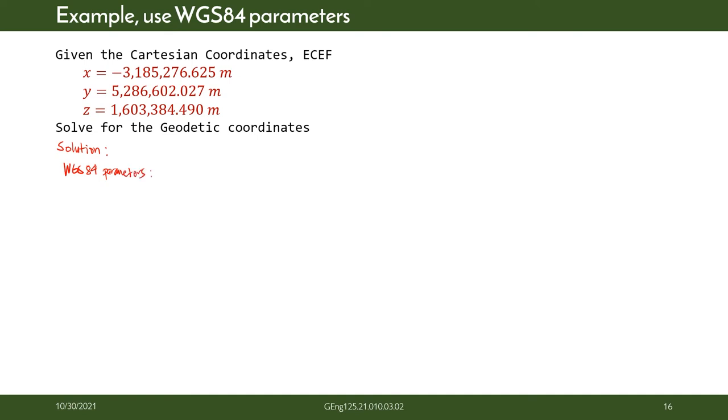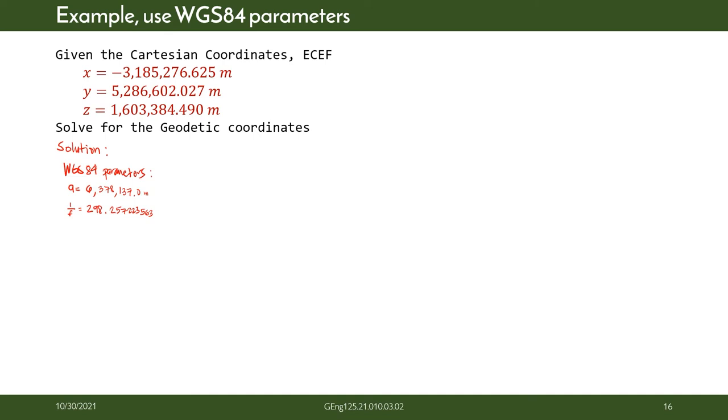Okay, let's say A is 6,378,137 meters. Then the inverse flattening is equal to 298.257223563. Okay, so that is your flattening. So now what we will do, we can try to solve for the latitude first.